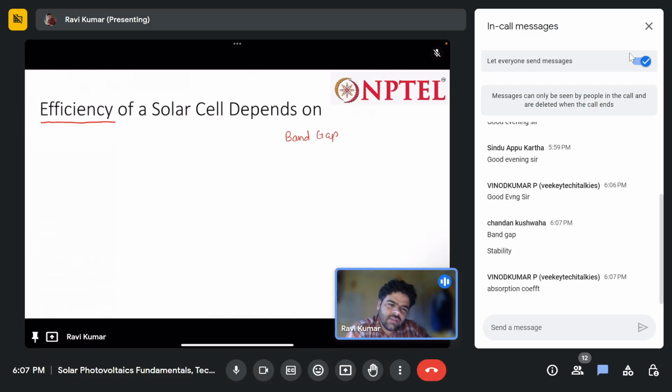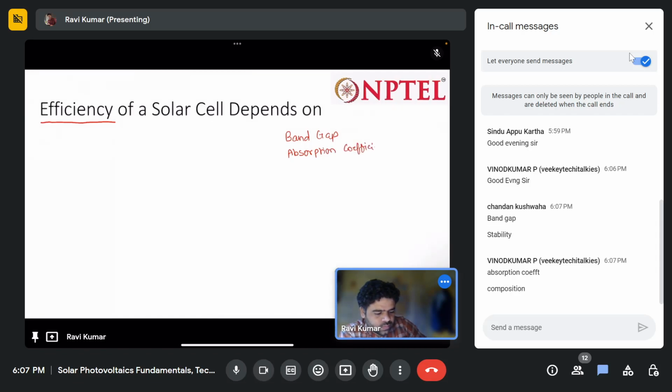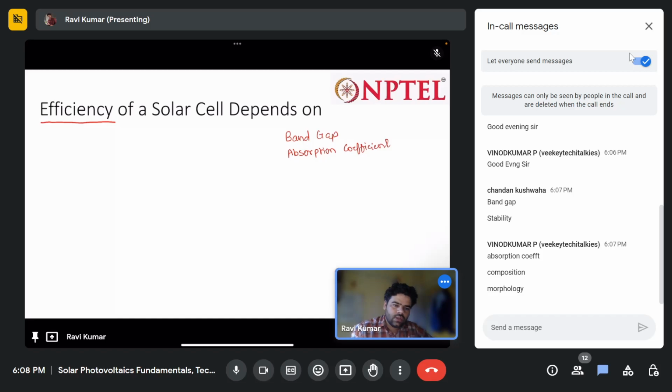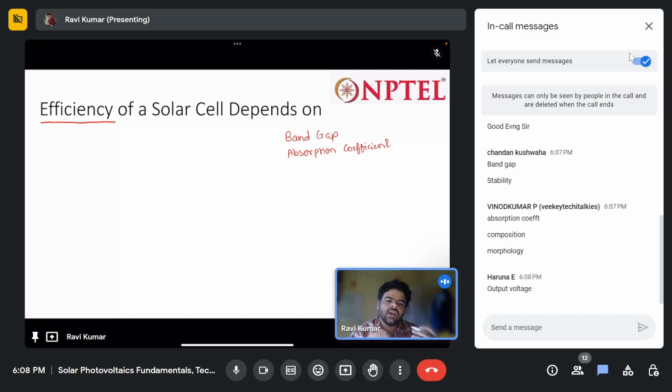Stability. Does stability concern the efficiency? Stability is related to time. I'm saying just consider time zero. Absorption coefficient. Okay. Composition. Composition is a material property, so what factor will it give? Composition is a property. Morphology, yes. But morphology is giving our absorption coefficient.